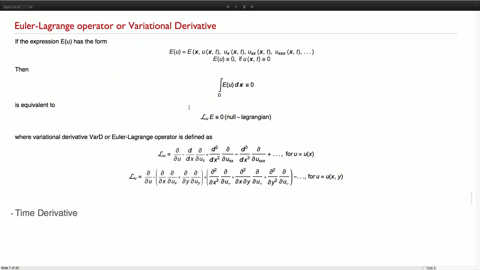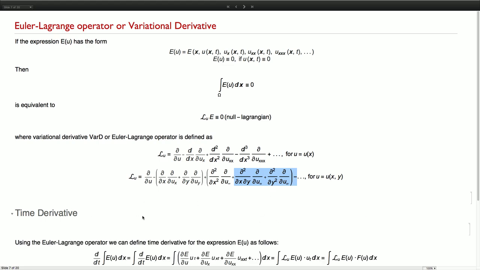Let's talk about the Euler-Lagrange operator, the same as the variational derivative. Here we have some expression E(u), and the integral of the expression is equal to zero. It's equivalent that we apply to this expression the Euler-Lagrange operator, and we call this a null Lagrangian. Here we can see the form of the Euler-Lagrange operator in the one-dimensional case and the multi-dimensional case, with the two-dimensional case being the second one. Okay, let's go forward.